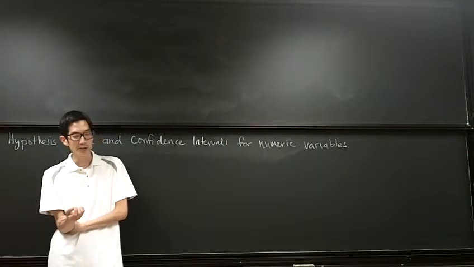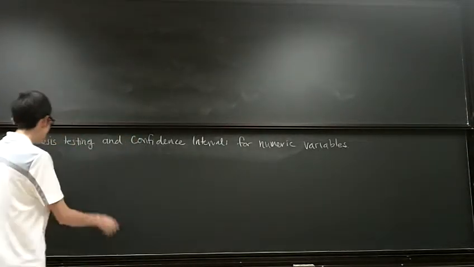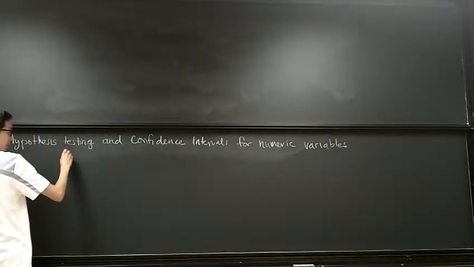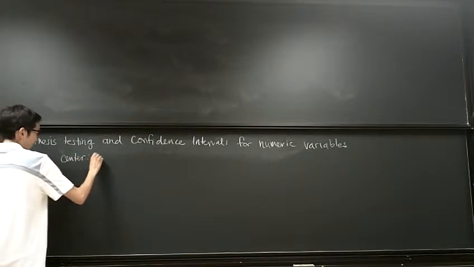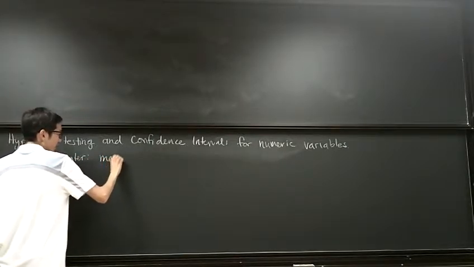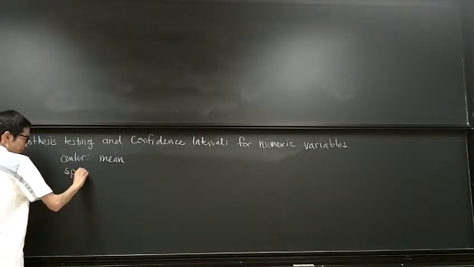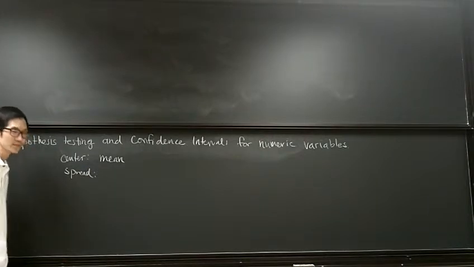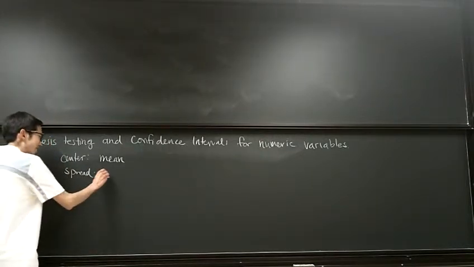What do we use to describe the center? The mean. Great. Mean or median. So we'll talk about the center, and we use the mean or the median. But in this case we're going to use the mean. And then for spread, what are numbers we can use? Standard deviation. Great.